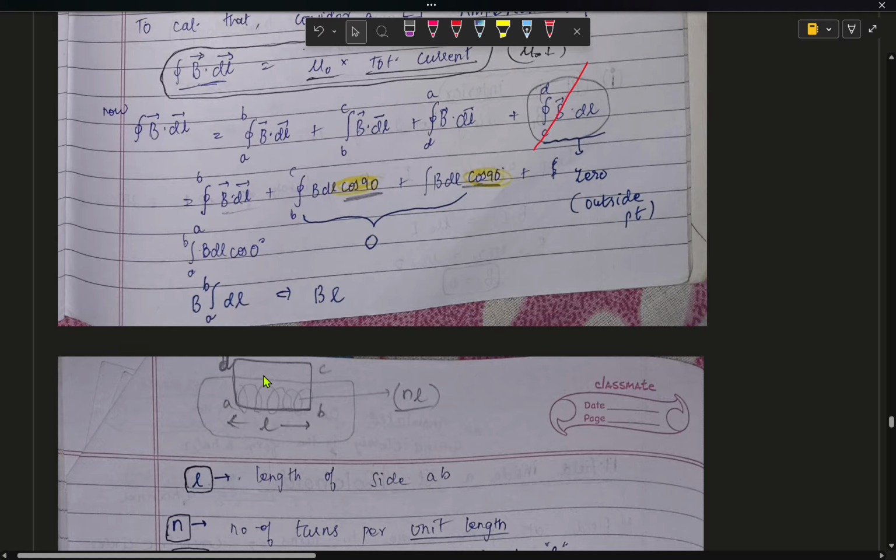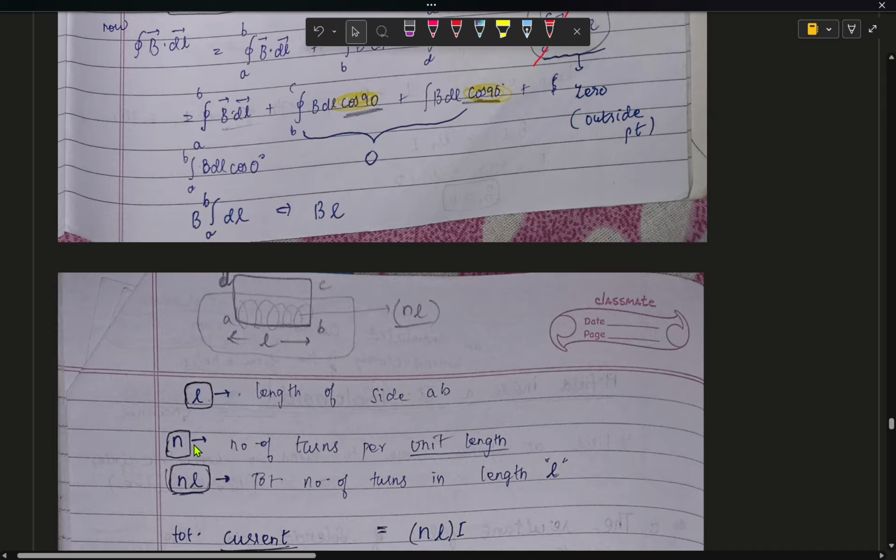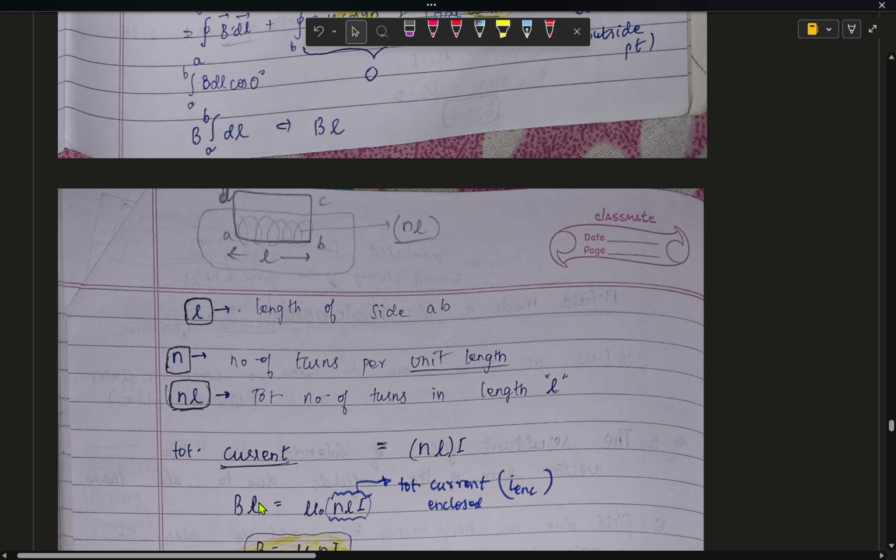So the left-hand side of Ampere's law gives B into the length, which is the length of side AB. Now n is the number of turns per unit length. If you multiply n and the length, you will get the total number of turns in this particular length, right? That's what I have written. Now, what is the total current? If current I is flowing, then for this total number of turns it is nL into I.